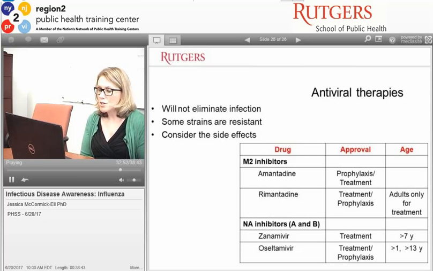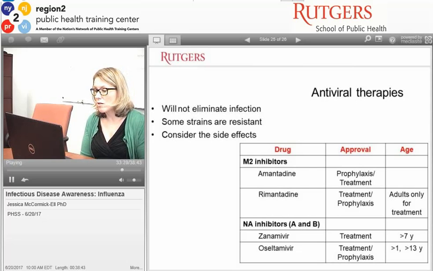There are also neuraminidase inhibitors. So if you remember, neuraminidase is the protein that's responsible for the release of the virus from the host cell in order to go and infect other cells. These are ones that are probably more known to people. This is like the Tamiflu family of inhibitors, so zanamivir and oseltamivir. Oseltamivir is Tamiflu. It's available for treatment or prophylaxis.